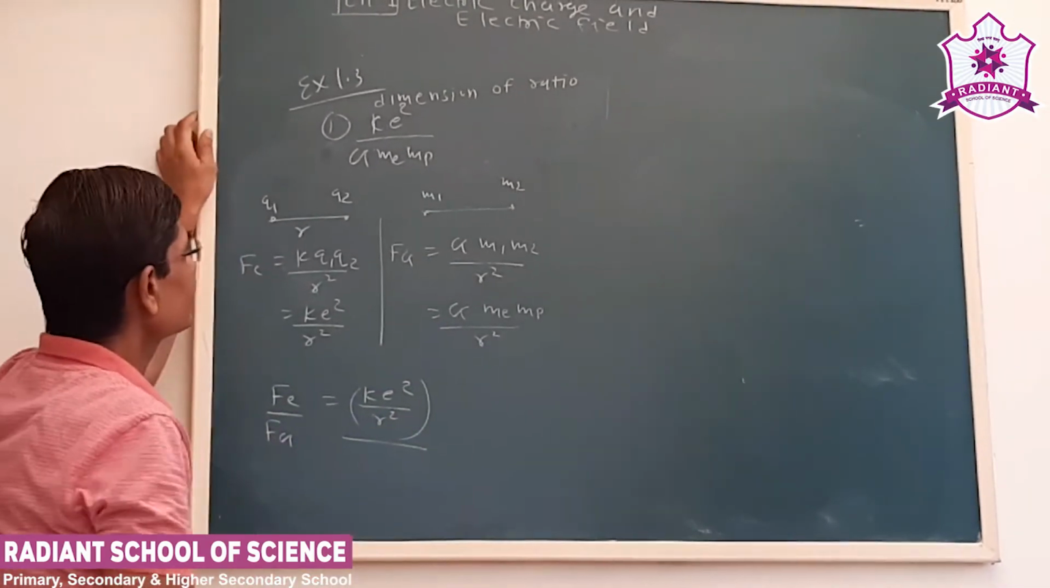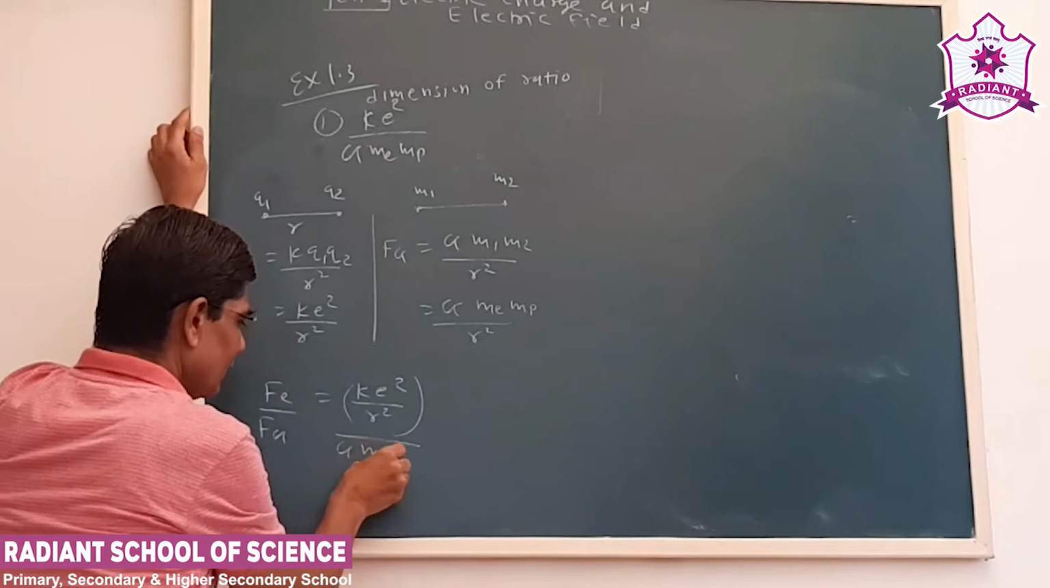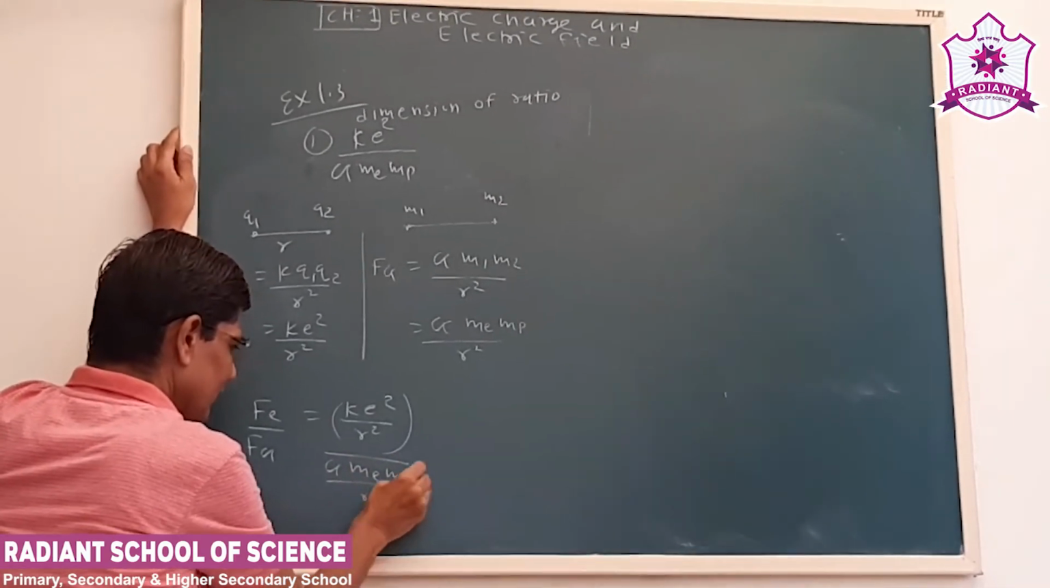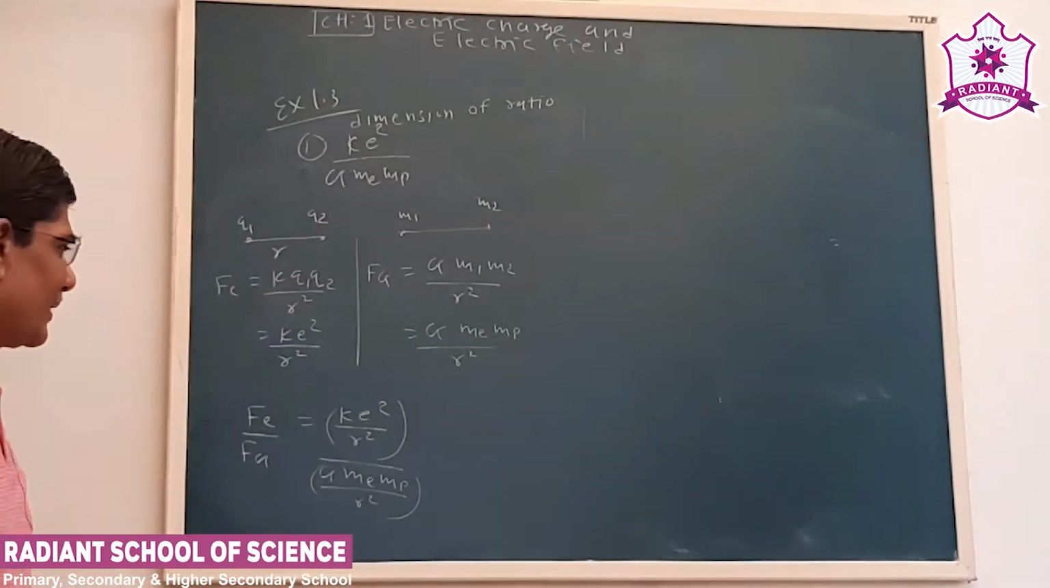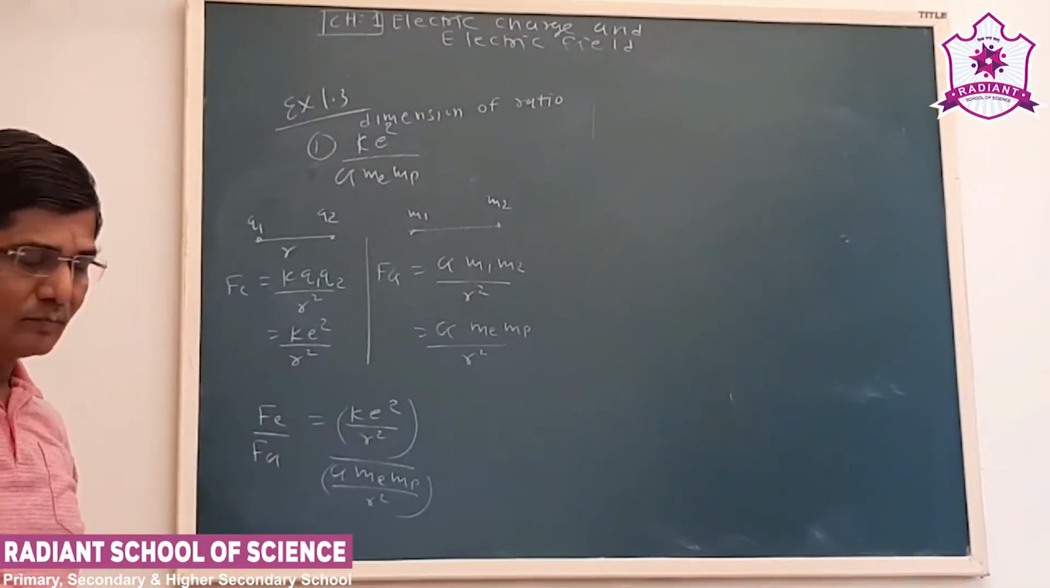We can modify it: Fe upon Fg is K E square upon R square, similarly, G ME MP upon R square. So what we have done is divide both numerator and denominator by R square. So we will get this value.